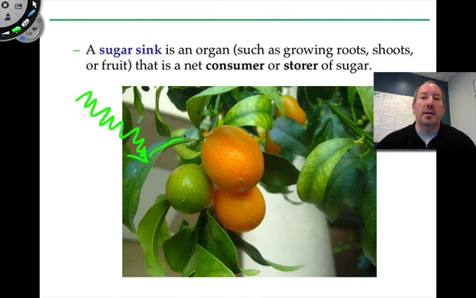And inside the vein is the phloem. And so this is what we're talking about, translocation of phloem sap. And where's it going? It's going here. And so the fruit is considered to be the sink. In other words, that's where things are being dumped into. So it's the consumer of the sugar or the storer of the sugar. That's what the sink is defined as.